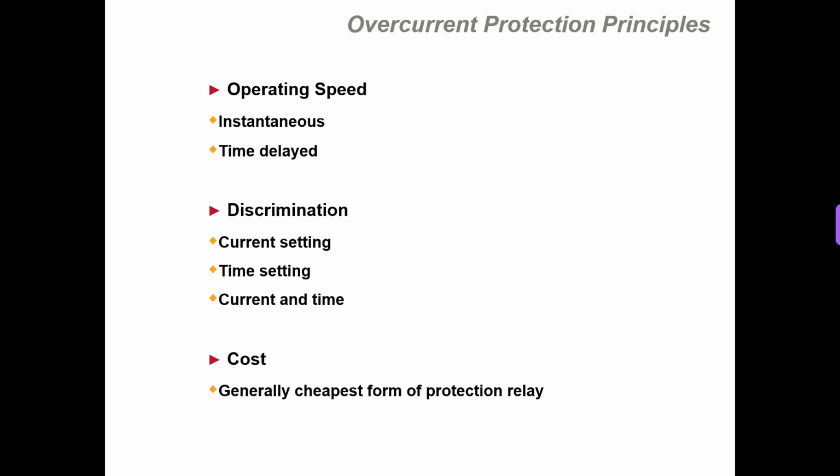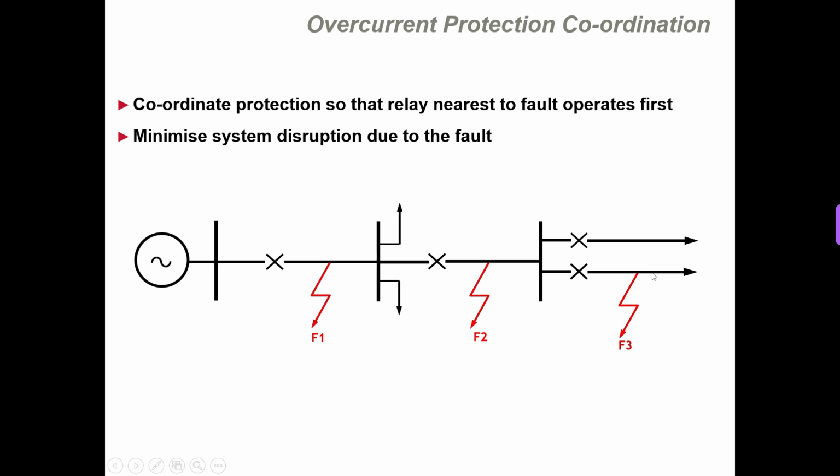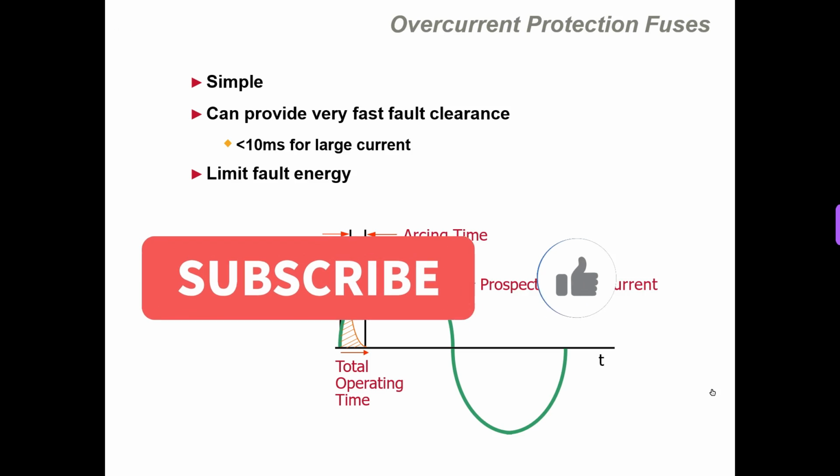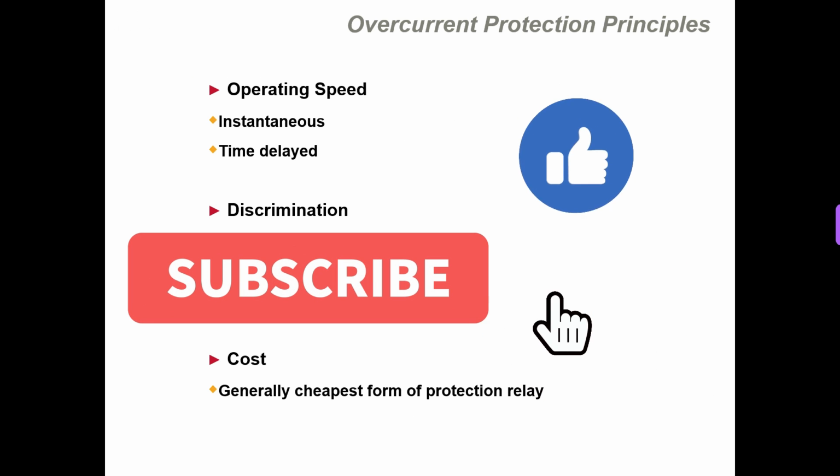Then the second type is time setting. Time setting could be instantaneous or time delayed. Generally, because we are talking about discrimination, suppose the same condition, even if we are assuming all these fault currents to be the same, like 10, 10, 10, 10, 10, then we can grade this: suppose this should operate after 1 second, this relay should operate after 2 seconds, this relay should operate after 3 seconds. So in this way we can grade. This is called the time grading.